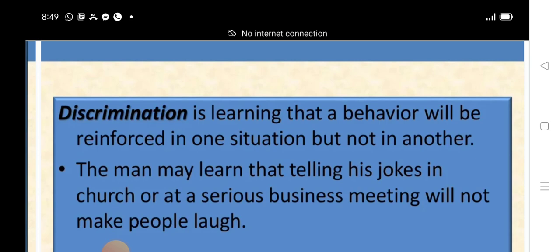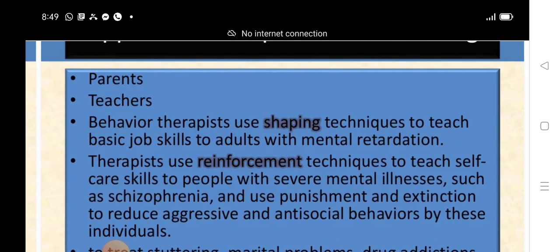Discrimination is learning that a behavior will be reinforced in one situation but not in another. So the man may learn that telling his jokes in church, or at a serious business meeting, or in the mosque will not make people laugh, of course.